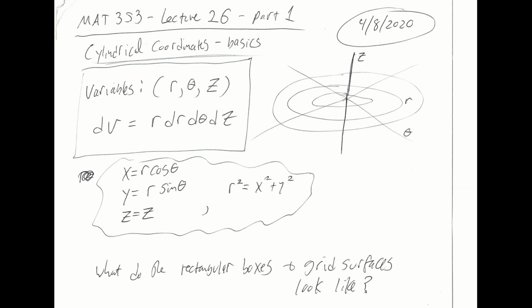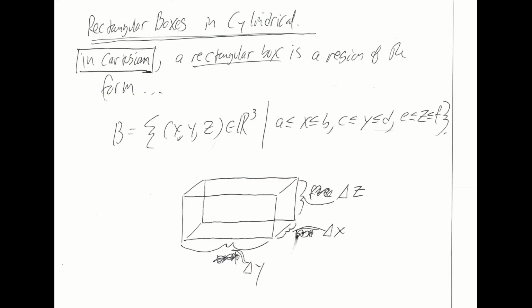So the next goal is to get some intuitive sense of what types of regions will be easily represented in cylindrical coordinates, and to that end we are going to consider both what rectangular boxes look like in cylindrical and also what our grid surfaces look like in cylindrical coordinates. So rectangular boxes in cylindrical.